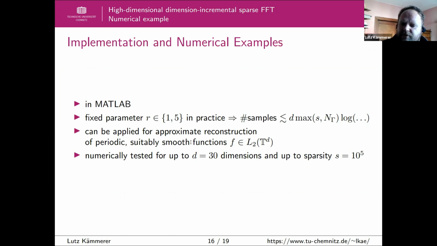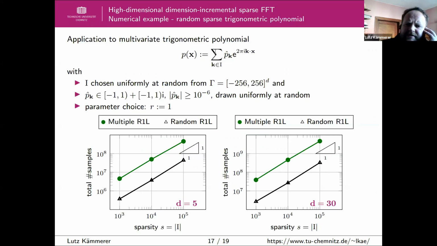That means the most important basis functions, the most important monomials of this multivariate function, right? And we tested this up to dimension 30, and with sparsities up to 100,000. Yeah, that's the point. And the first numerical example here is an artificial one.